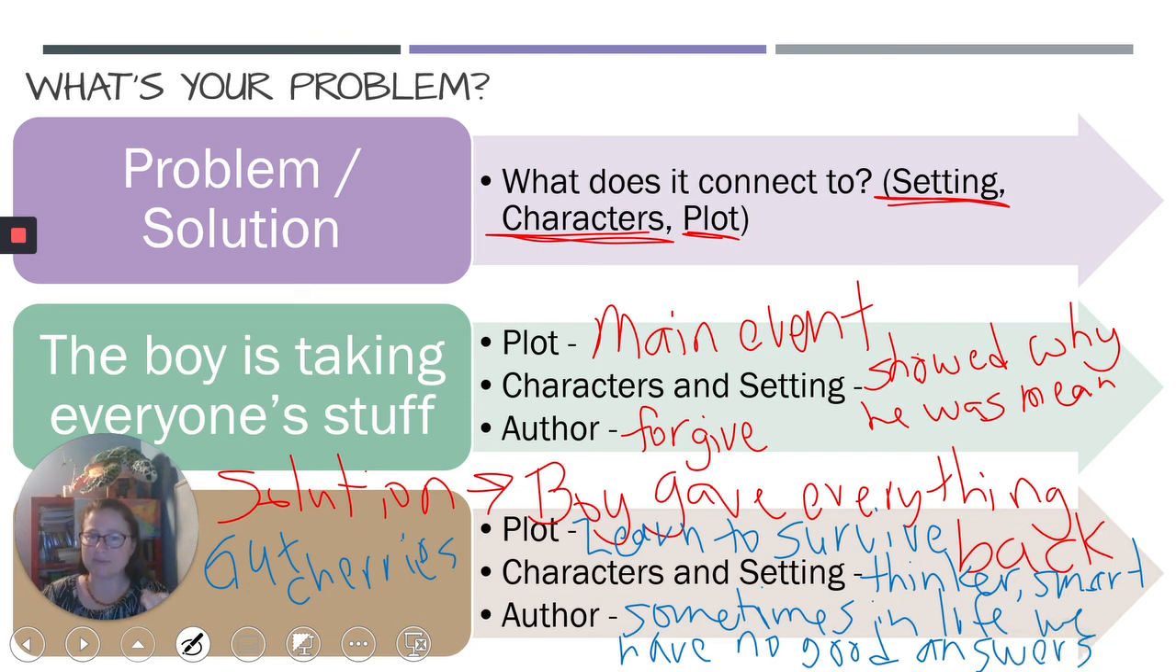So I can use this plot, characters and setting, and author strategy to help me work through the problem and the solution. And if you'll notice, this plot, characters, author is just the visualize and then the PCA we've been talking about in group. This is the strategy that we're going to be using.